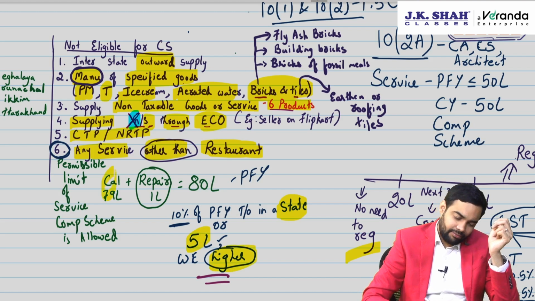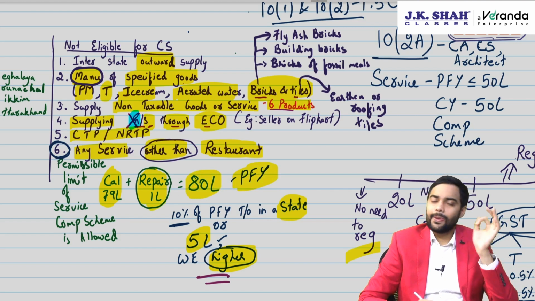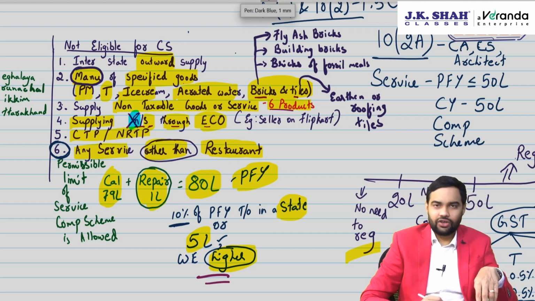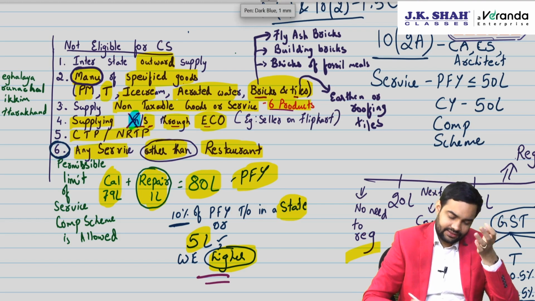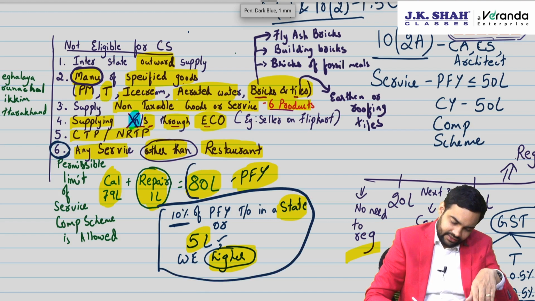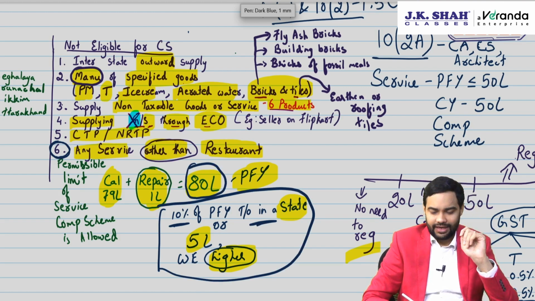So say suppose my sales from calculators is 79 lakh, repair service is 1 lakh, total turnover is 80 lakh. Can I take the composition scheme? Yes, I can take the composition scheme because my turnover limit of 1.5 crore is not crossed. Plus, when I do this calculation, I can provide services up to 8 lakh, because 80 lakh into 10% is 8 lakh, or 5 lakh, whichever is higher. 8 lakh is higher. So up to 8 lakh if I provide a service, no problem at all.